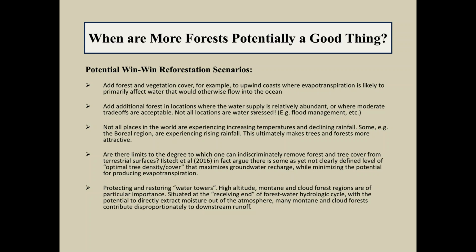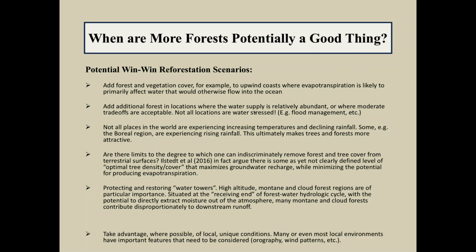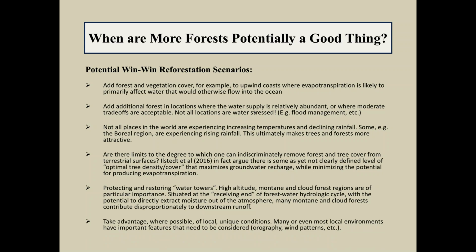I'll just quickly say that forests are important for groundwater recharge, and they are also important at high altitudes for extracting water from clouds. And of course, reforestation can be important for both of those. And finally, it's extremely important to take into consideration the local context, because every situation is always just a little bit different, every one that I look at. And so some of the ideas have to be modified based on local conditions.